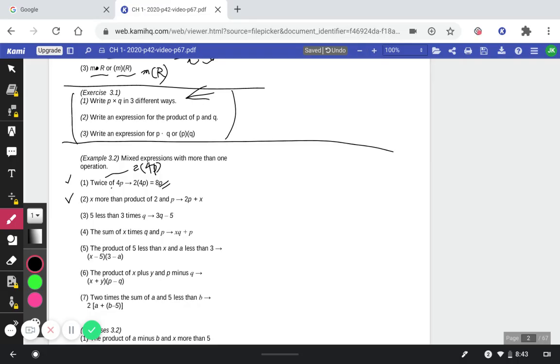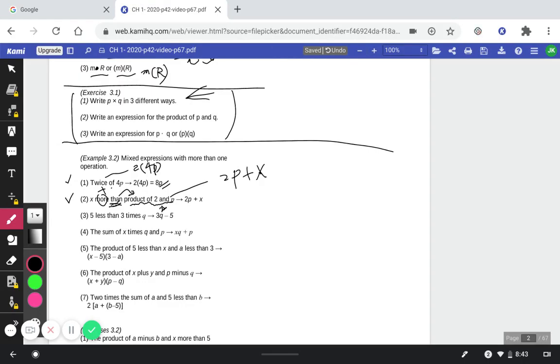Now, how about the second one? x more than product of 2p. So you see "than" here, right? So you do the expression after "than" first. The expression says product of 2 and p, which means 2p. So you write 2p first. And more means plus, right? So plus x.